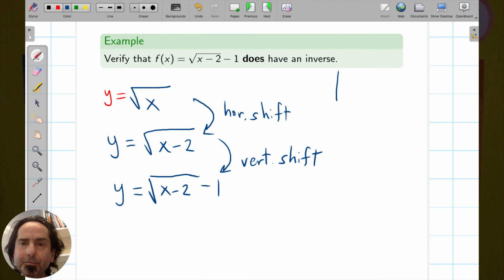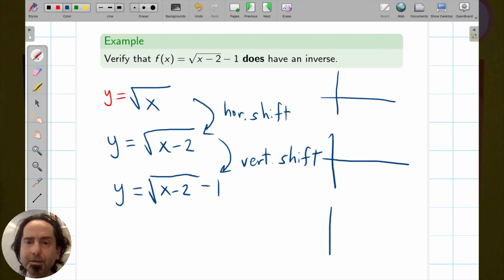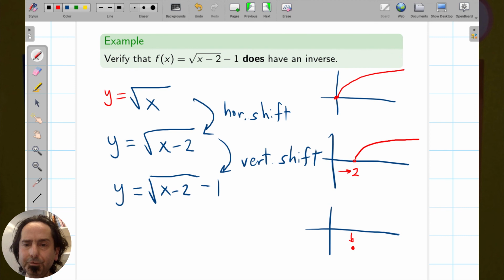And if we start with this function, let's draw all three functions, and I'll graph them in red. The square root function starts at the origin, and it goes like this. But if we shift it horizontally, now it's going to be shifted over by 2 units. It'll look like this. And now it's going to be shifted down by 1 unit. So this vertex is now (2, -1), and it still looks the same.